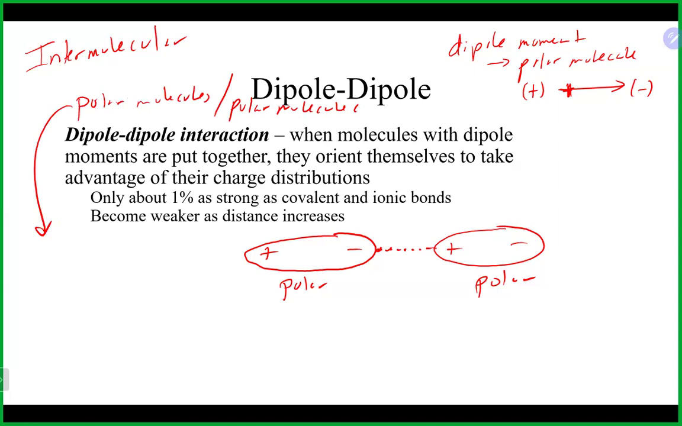As a side note, we'll talk more about it in a second, there are polar molecules that cannot hydrogen bond. They typically will use dipole-dipole interaction as their main source of interaction between two polar molecules. It is only, again, about 1% as strong as covalent and ionic bonds. And again, covalent and ionic bonds are more intramolecular forces, as we talked about. Again, those are really stronger forces.